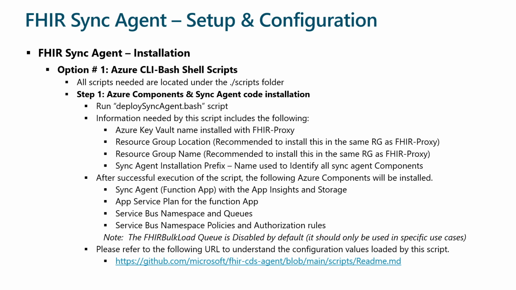After successful execution of this script, the following components will be installed. That is, the sync agent with the app insights and storage. It also creates an app service plan for this function app, service bus namespace and queues, service bus namespace policies and authorization rules. And note that the FHIR bulk load queue is disabled by default. It should only be used in specific cases. Please refer to the following URL to understand the configuration values loaded by this script.